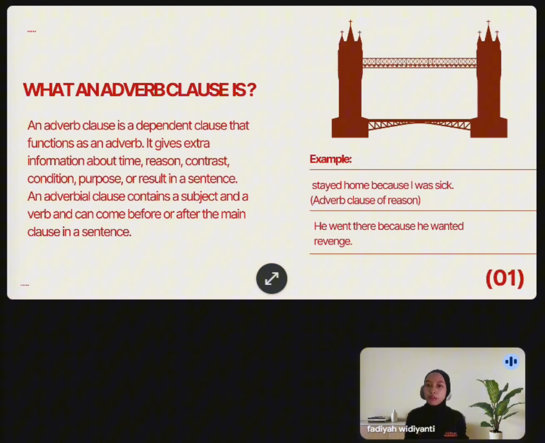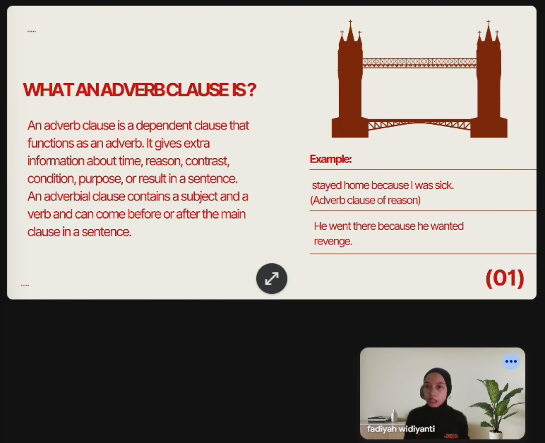First, what is an adverb clause? An adverb clause is a dependent clause that functions as an adverb. It gives information about time, reason, contrast, condition, purpose, or result in a sentence. It contains a subject and a verb and can come before or after the main clause.